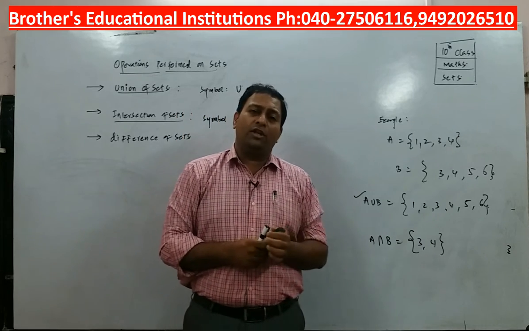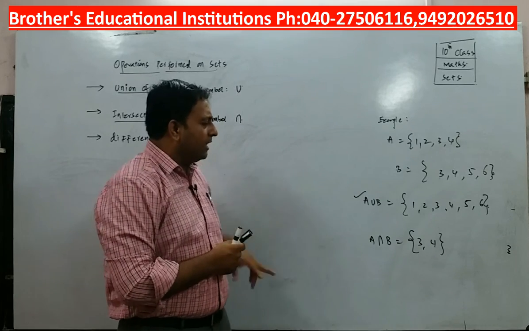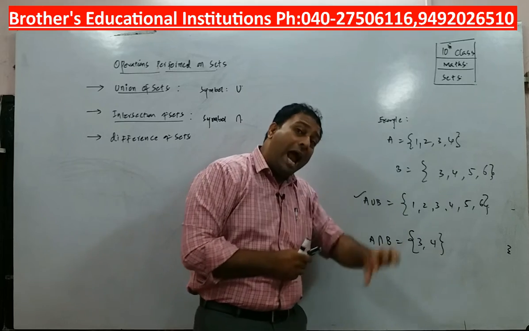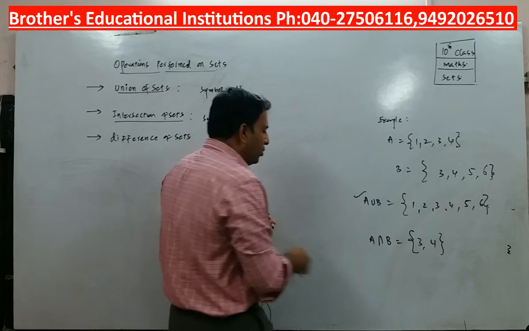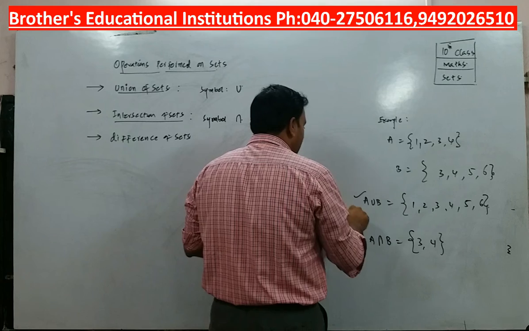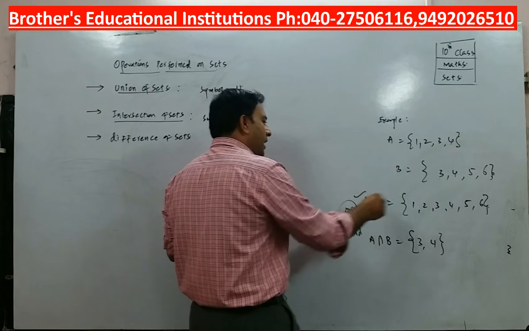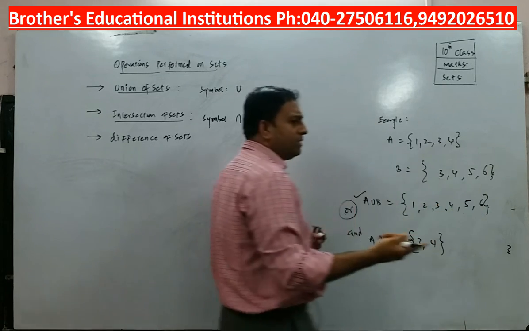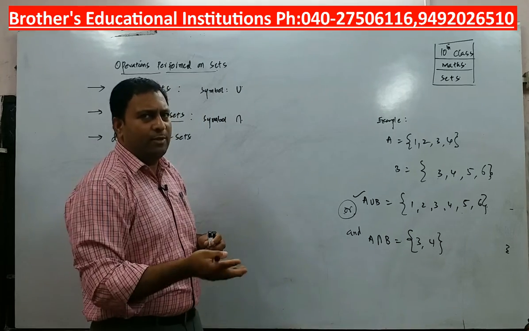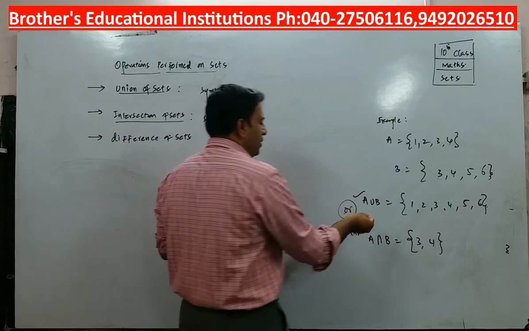The intersection of two sets A and B is defined as the set of elements which are present in A and in B. Here I use the word and, here I use the word or. But what is important is repetition of elements is not allowed in sets. You have to write the elements only once. So that is how the definition of two sets.